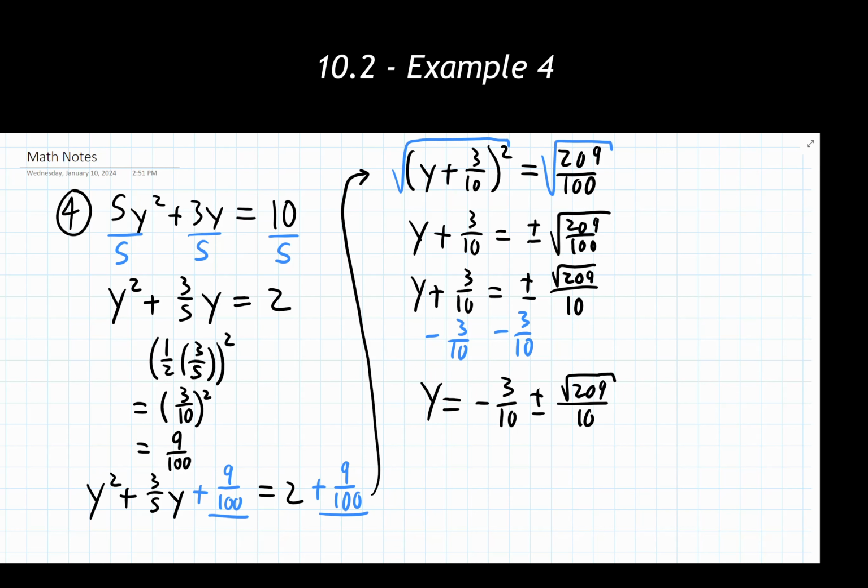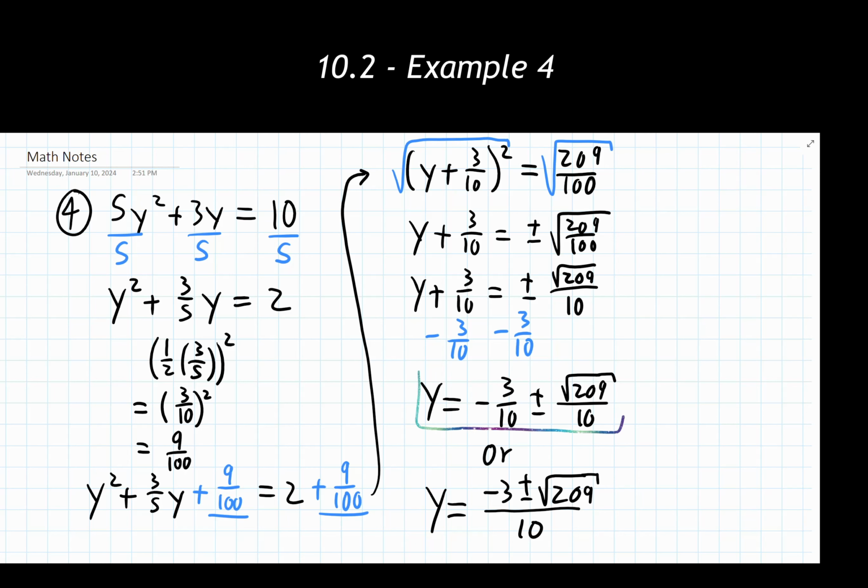Now, depending on the instructor, the online program, whatever you are using, you can leave your answer in this form, or you can do a slight rewrite and write everything as one single fraction. Because the denominators are the same, I can put the numerators together. What that's going to look like is negative 3 plus or minus the square root of 209, all divided by 10.